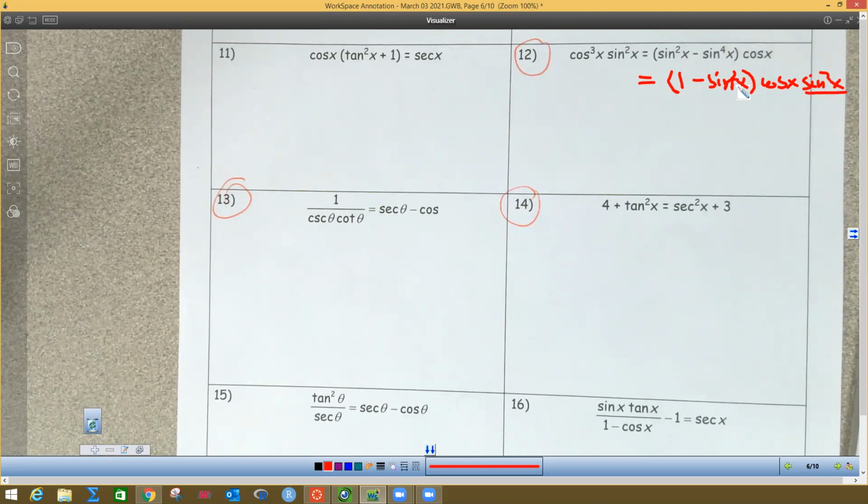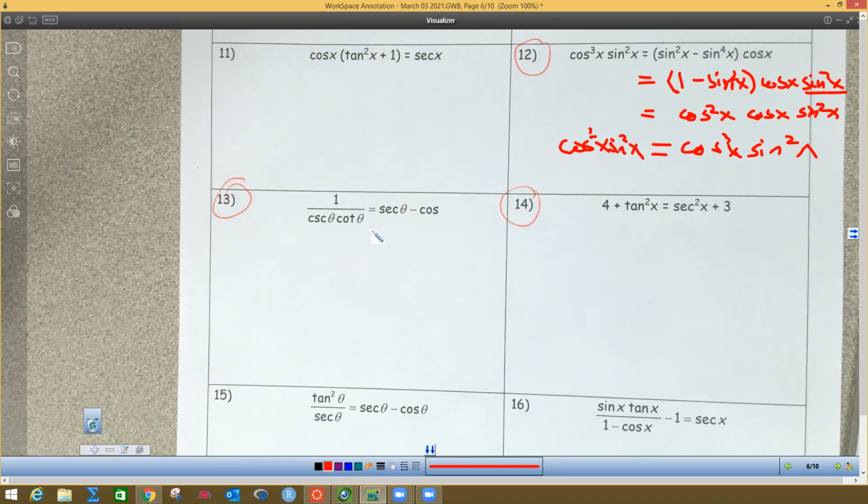So I factored this sine squared that I just wrote down right here. This sine squared I took out of both of these. And then 1 minus sine squared is cosine squared x. And then cosine squared times cosine is cosine cubed x. I've got sine squared x, which is exactly what I was supposed to get to show that both sides were equal. So that one I did one side.